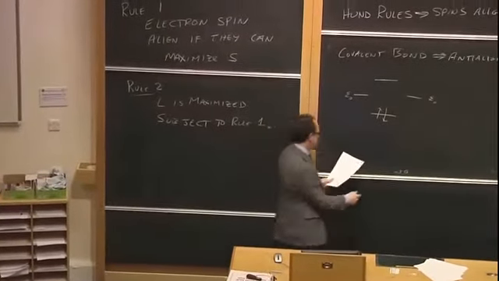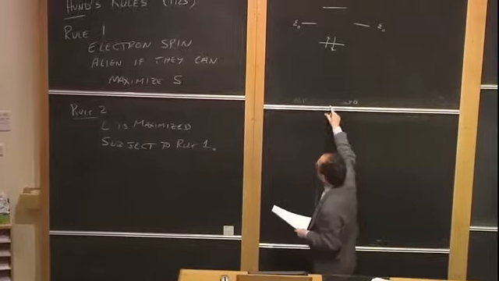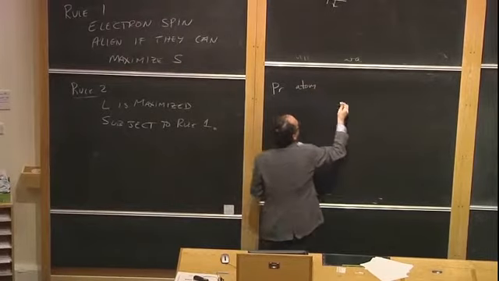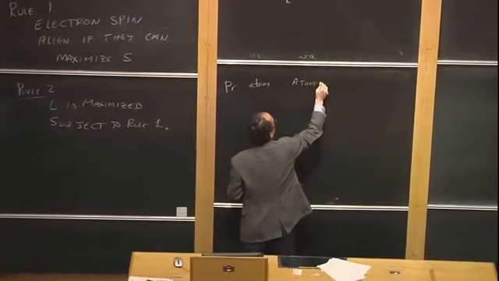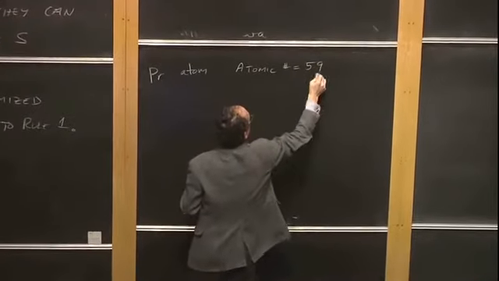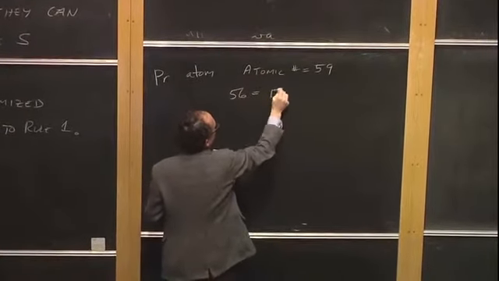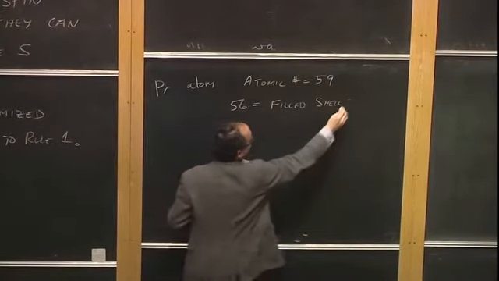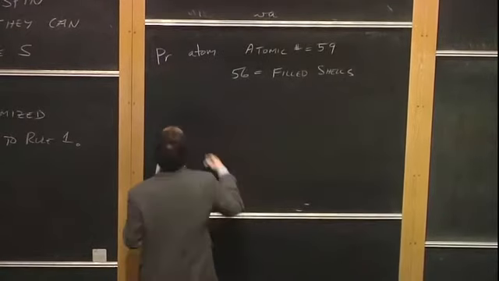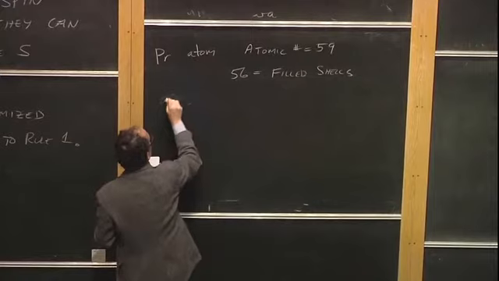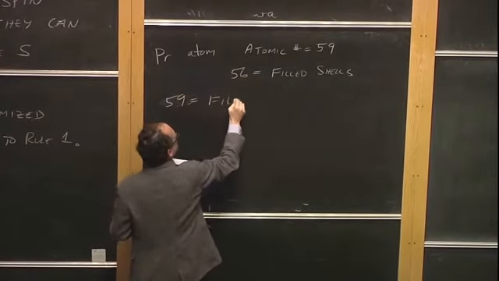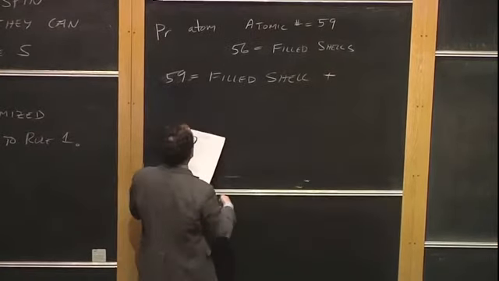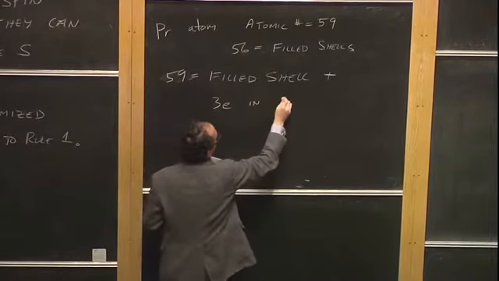So let's see if we can do an example of this. Probably the easiest way to explain this is to show how it works. So let's consider a praseodymium atom. Its atomic number is 59, which is filled shells up to 6s, I think, actually. So that means we have filled shells plus 3 electrons. So 59 equals filled shells plus 3 electrons in the 4F shell.